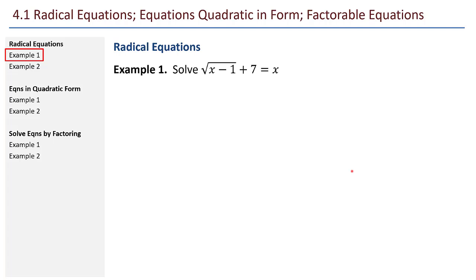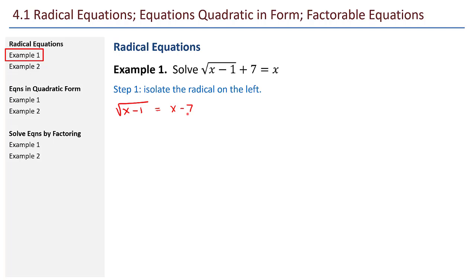Here's an equation, the square root of x minus 1 plus 7 equals x. It is a radical equation because it has a radical in there. It has a square root. Step number one, the first step you always do when solving a radical equation, is isolate the radical on the left. So I'll write this as the square root of x minus 1 equals x minus 7. I subtracted 7 from both sides.